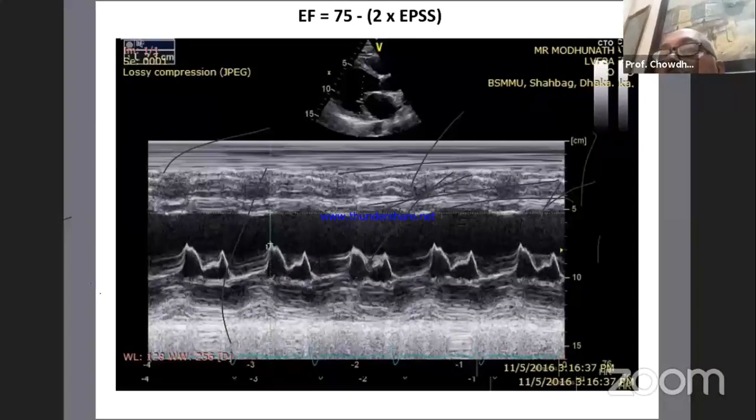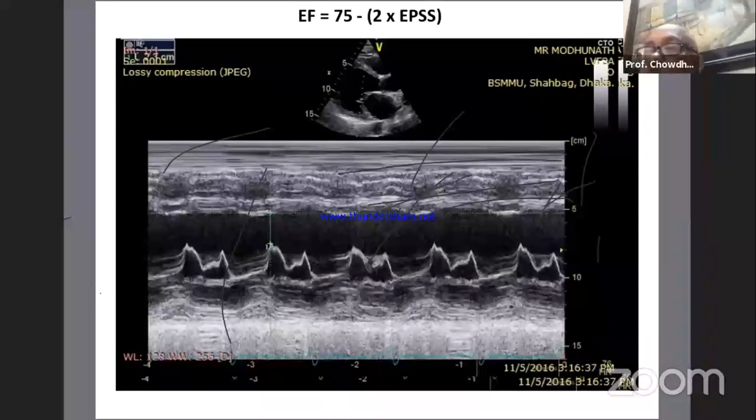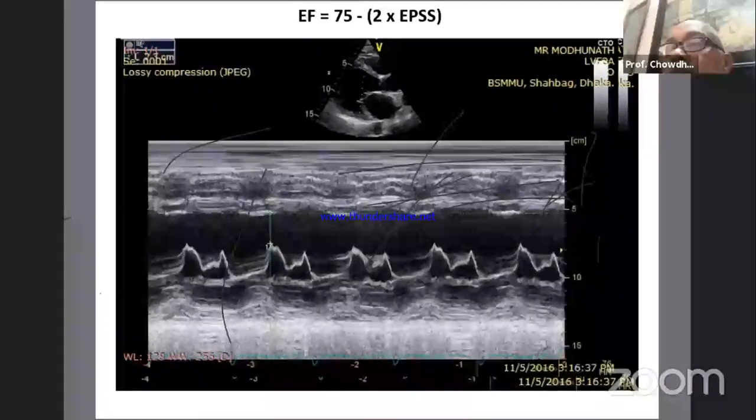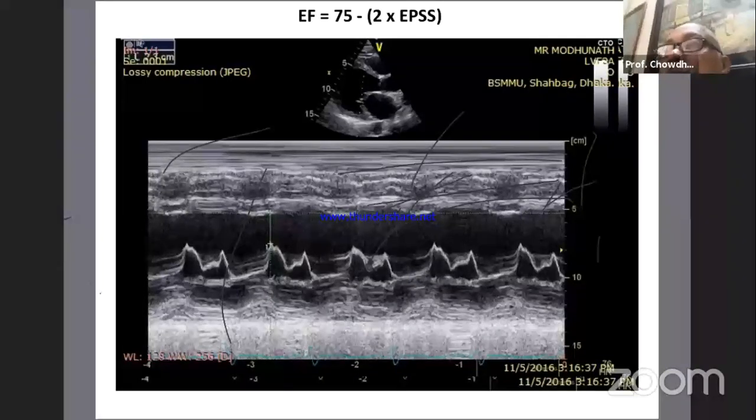E-point septal separation. This is the M-mode graph of the mitral anterior leaflet. The proximate, topmost portion of the M-mode display and its distance from the septum will give us the E-point septal separation. And it should be less than 8. And the more the separation, the less the left ventricular ejection fraction.